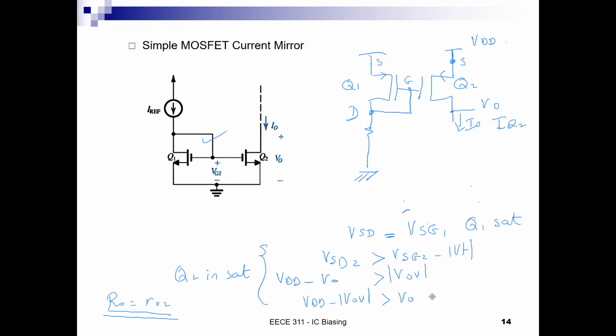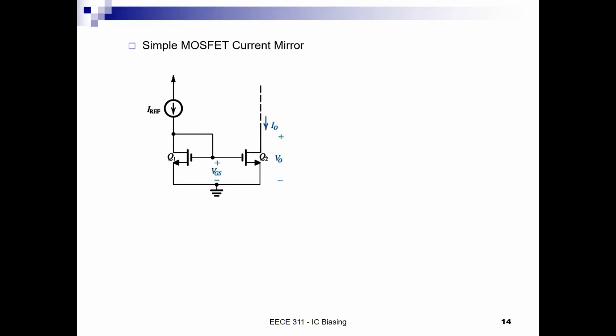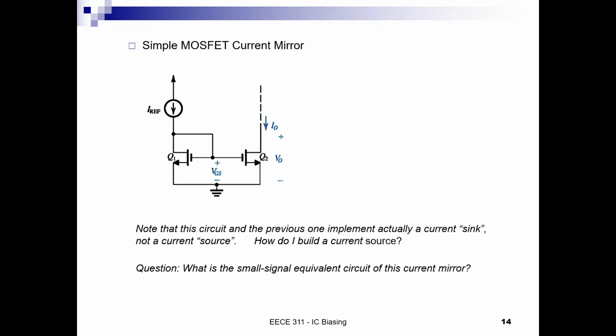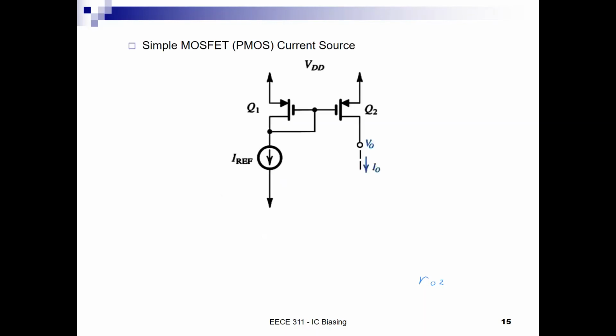Great. Let us now move to the next set of slides, and see what they're telling us here. So we learned how to build a current source. We got the answer that the equivalent small signal resistance is really RO2. And now let us look at the circuit here. So this is a simple current source.